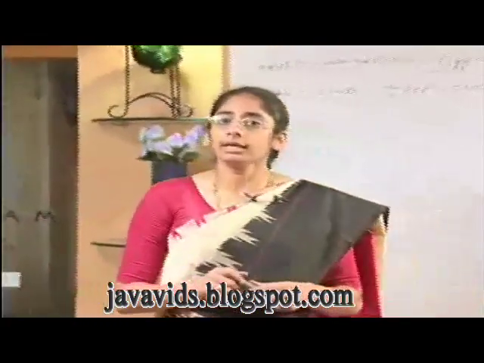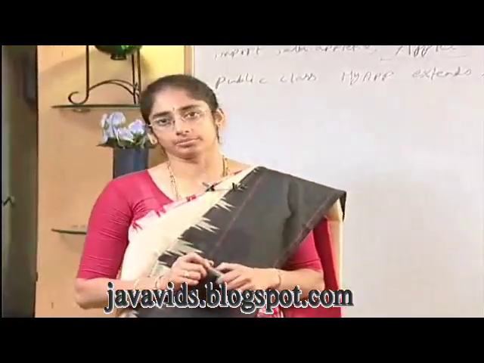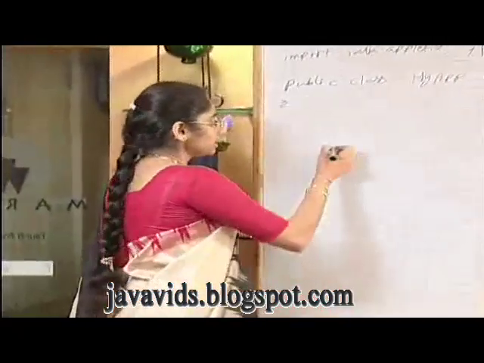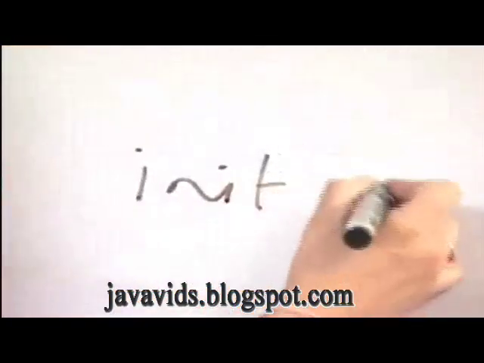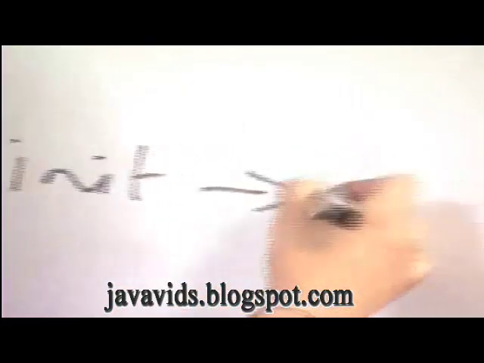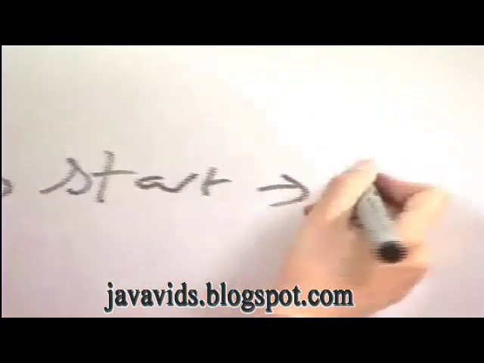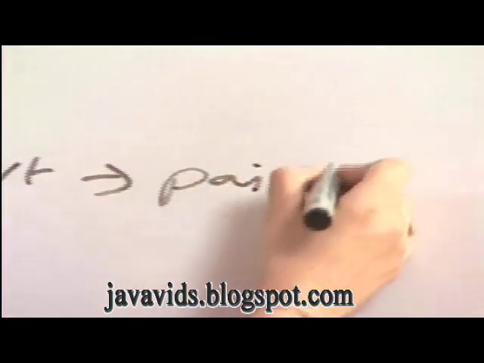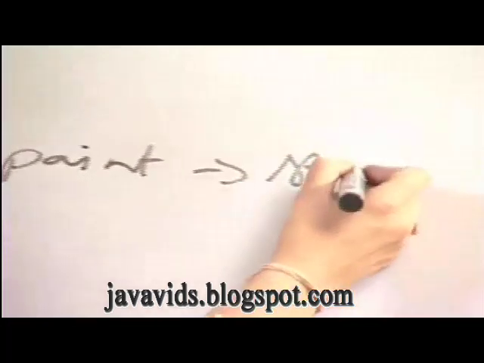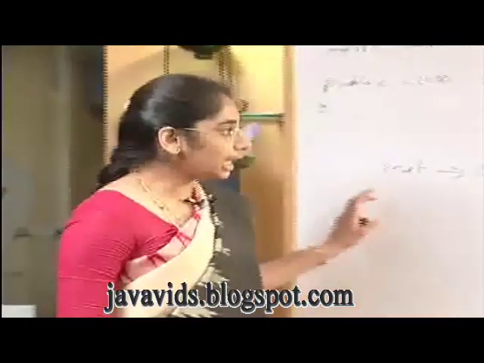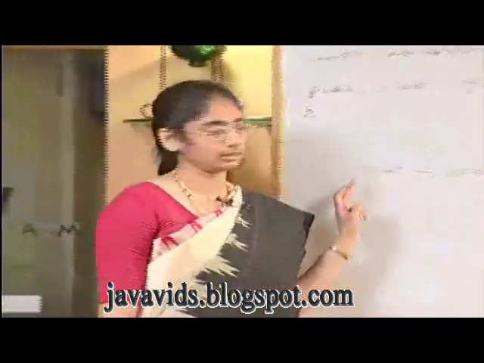Applets have their own life cycle. The life cycle of an applet starts with the init method, goes to a start, then to a paint, stop and destroy. This is the life cycle of an applet.